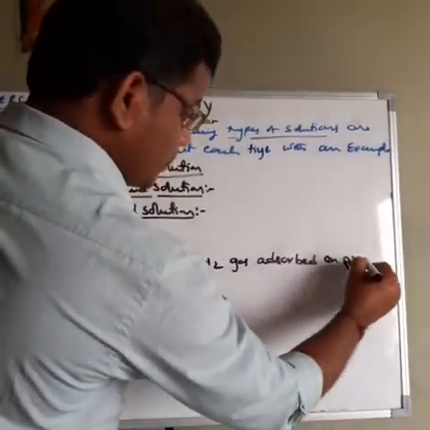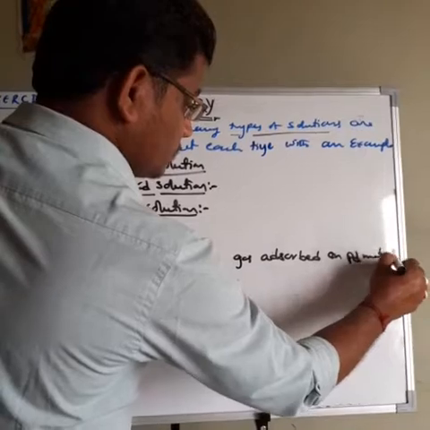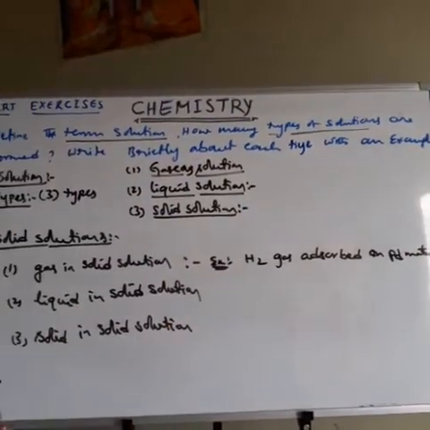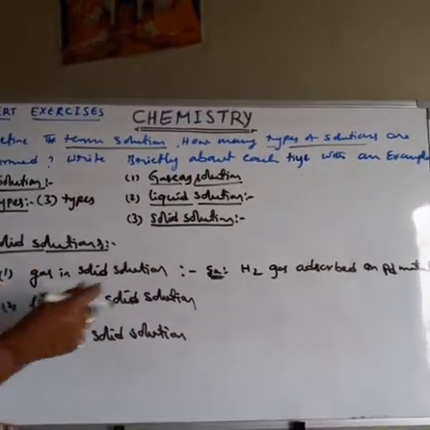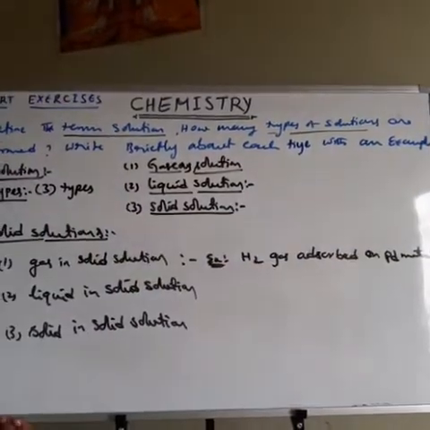Hydrogen gas absorbed on the palladium metal. So that is the example for the gas in solid. So hydrogen gas is absorbed on the palladium metal.